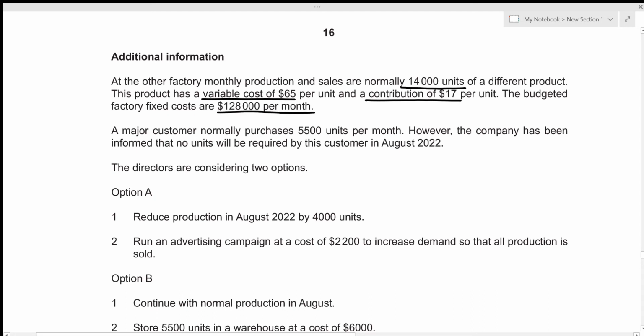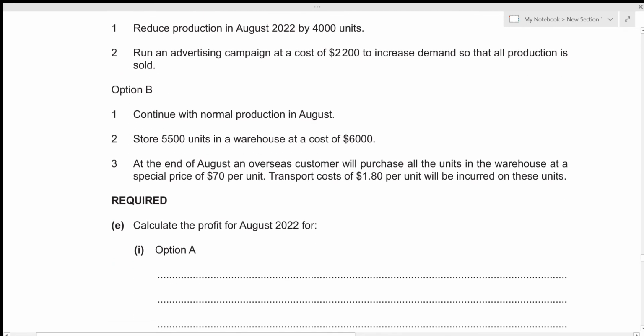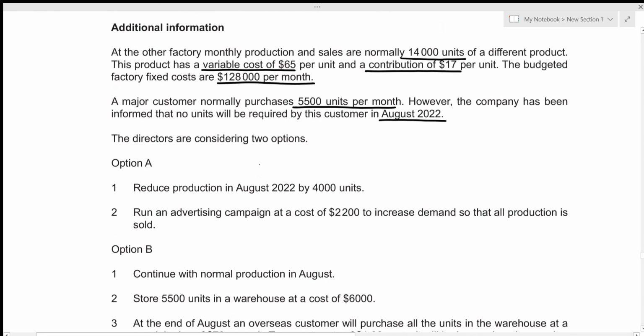Then we are told that a major customer normally purchases 5,500 units per month. However, the company has been informed that no units will be required by this customer in August 2022. And the directors are considering two options. First of all, let's have a look at the question. We need to calculate the profit for August 2022 for option A. Then let's have a look at option A.